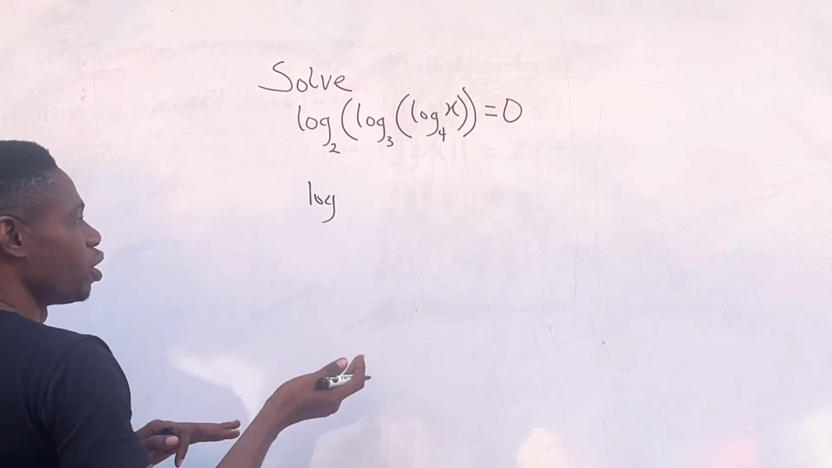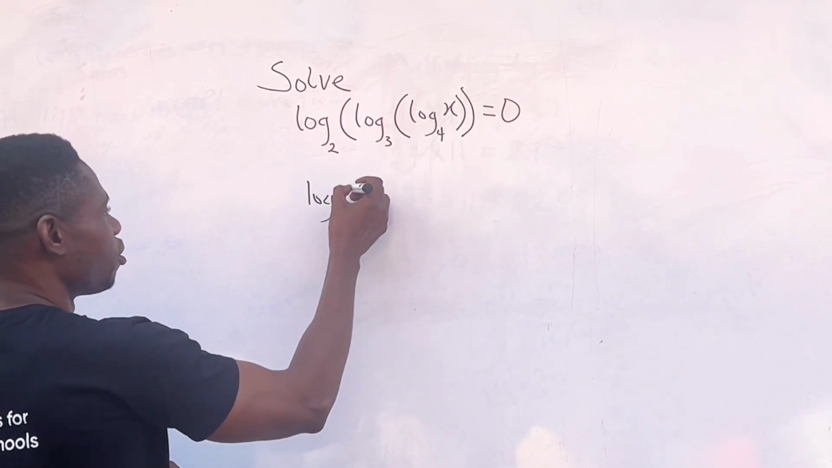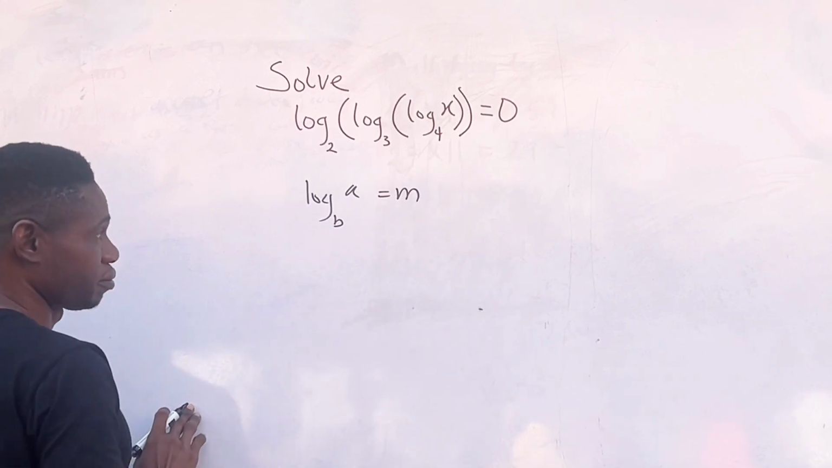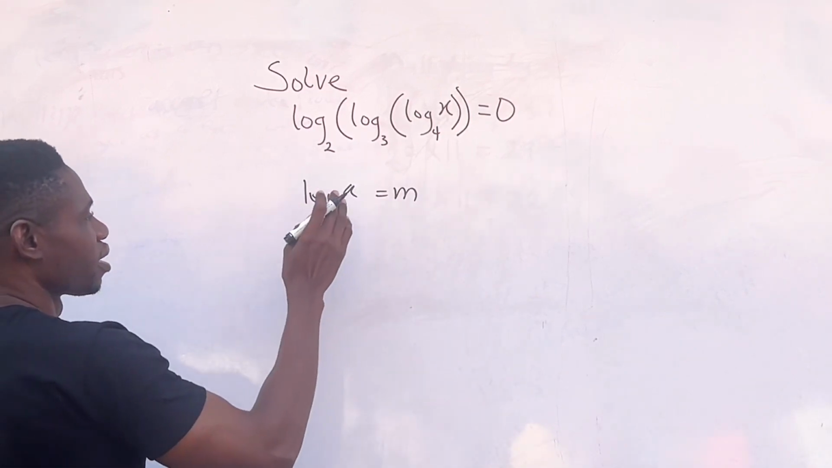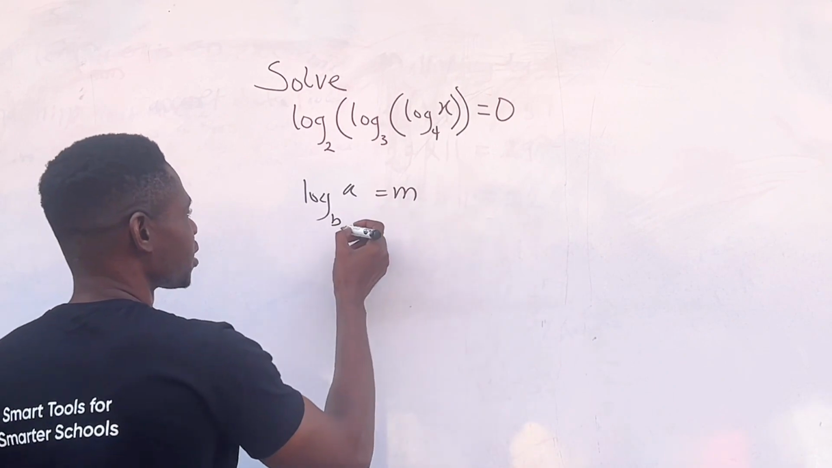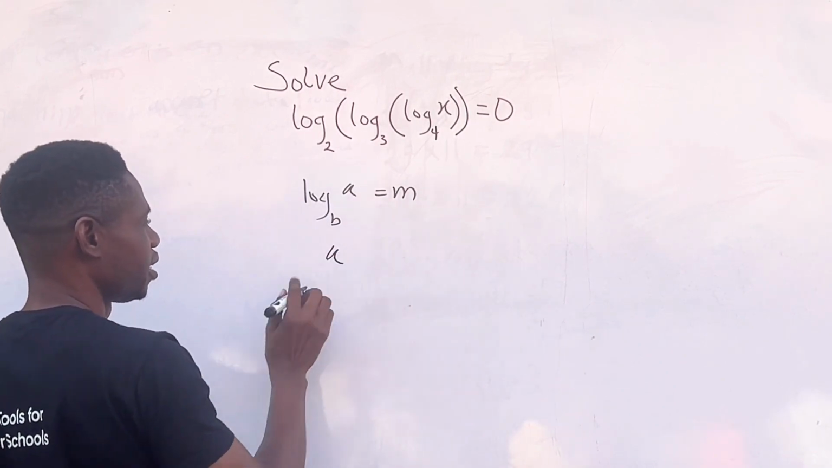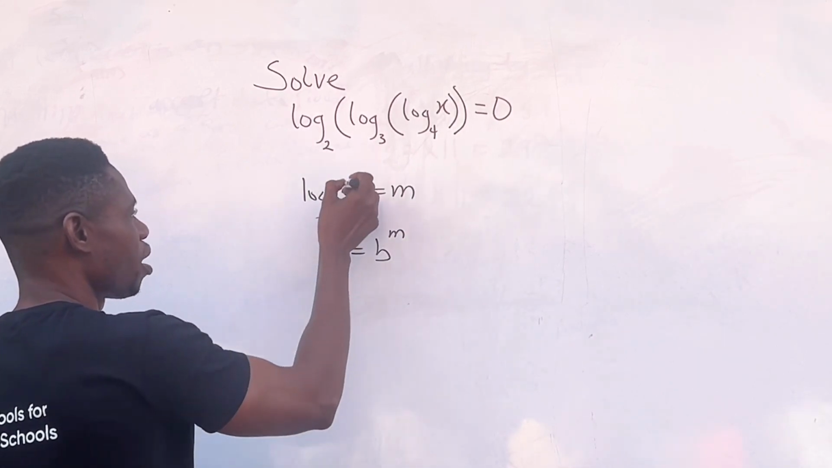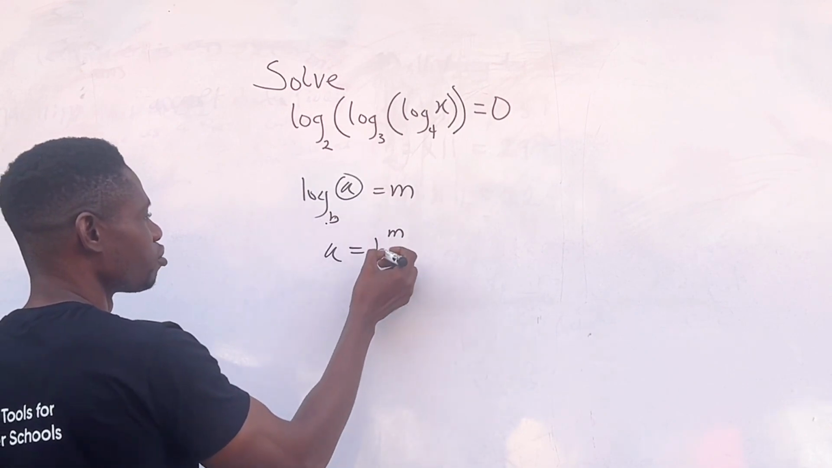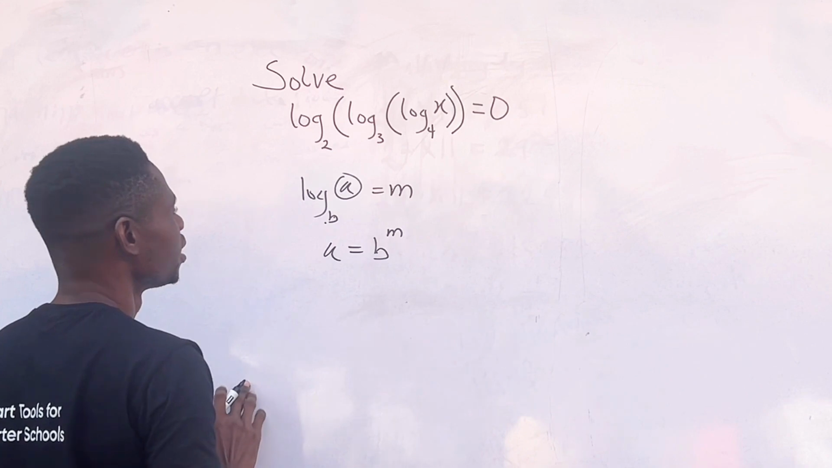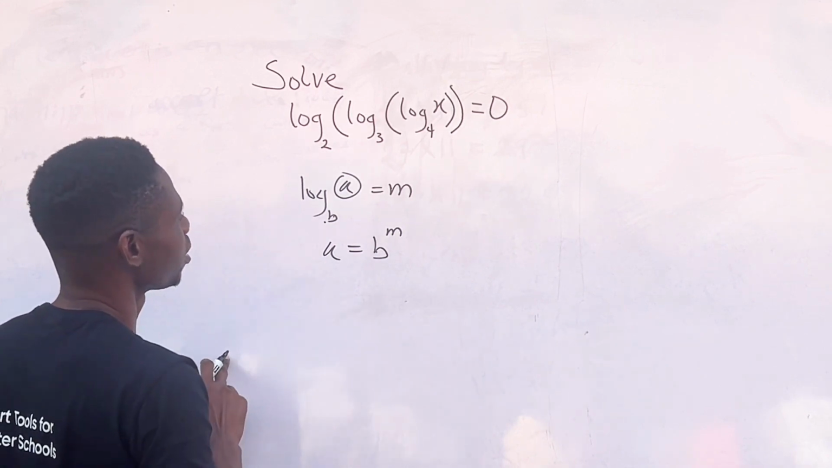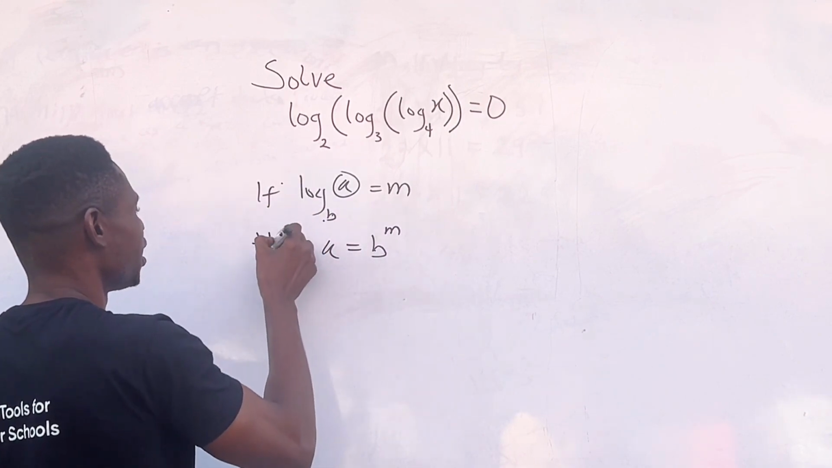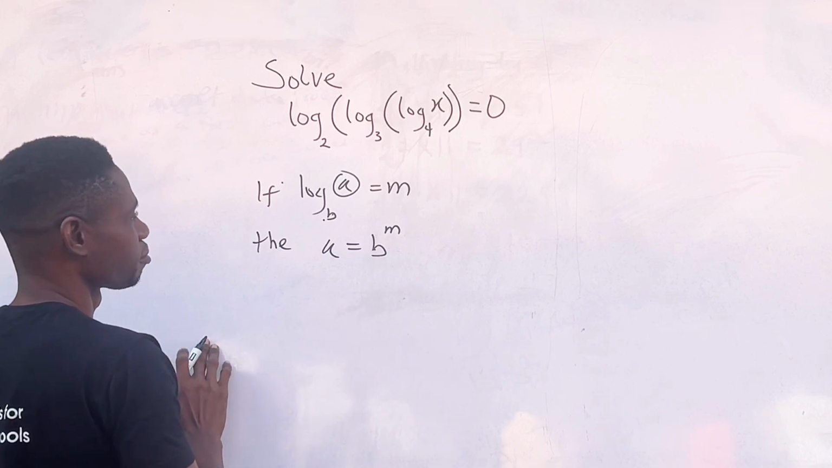converting from logarithm to indices, if you have log a, b equal to m, this can be written as a equal to b raised to the power m. So the number of the log stays, the base comes to the other side and it's raised to the power of the number that is on the right hand side. So if you have this, then this goes.